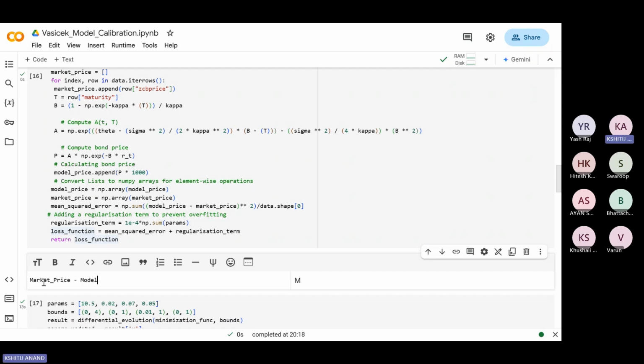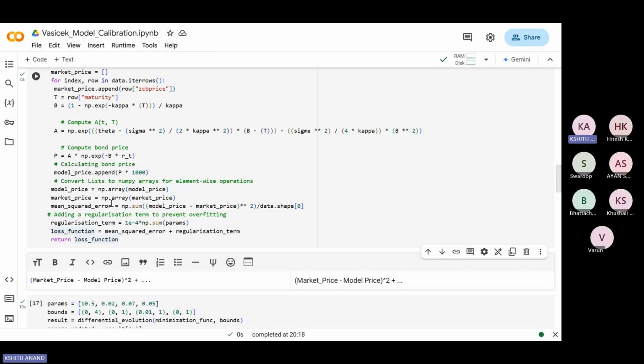Find their model price taking any value of parameter. Okay, so this is for the first zero coupon bond. So just take their difference and square it. Do it for all other zero coupon bonds and find their sum. So what you get is a sum of squared error.